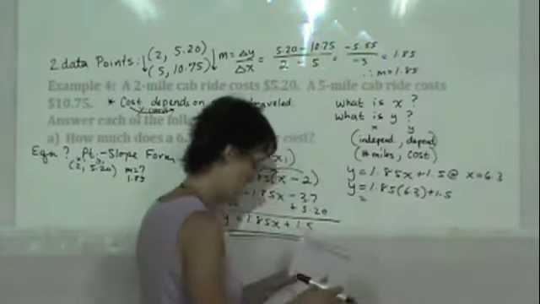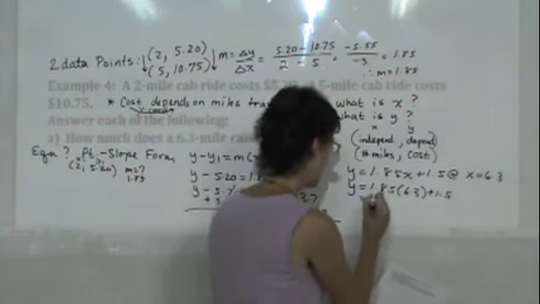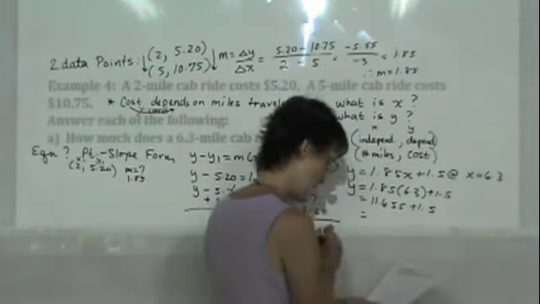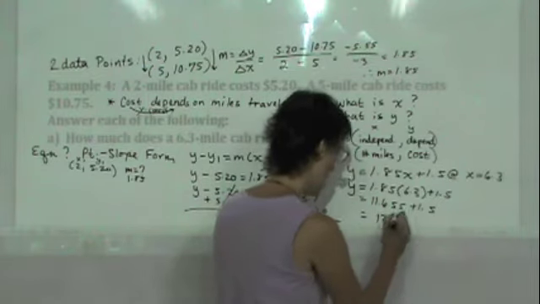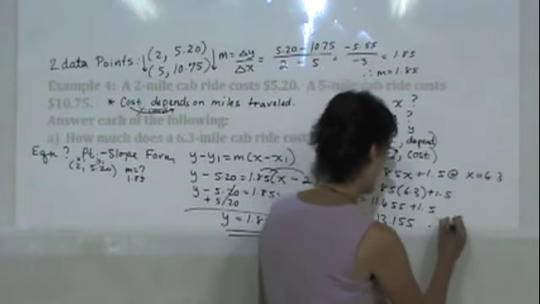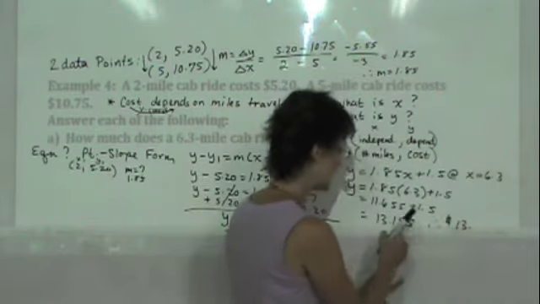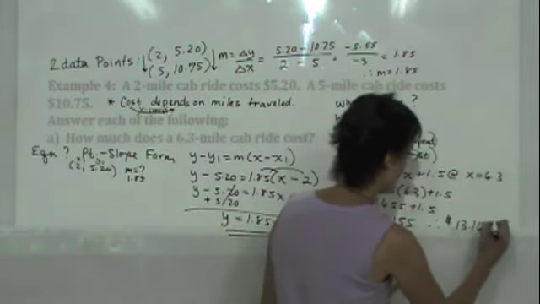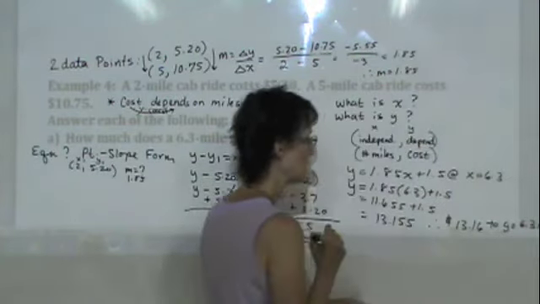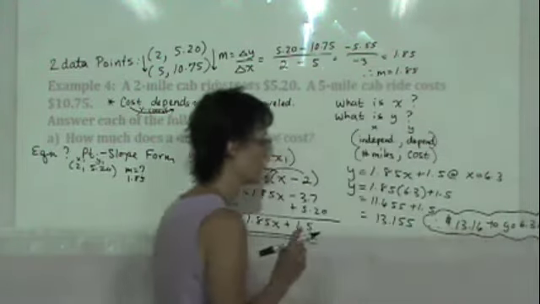Then I get, I did this already, so what did I get? 11.655 plus 1.5, and I get 13.155. Therefore, it costs $13.16 to go 6.3 miles. That's what that means right there. Okay, so that is my answer.